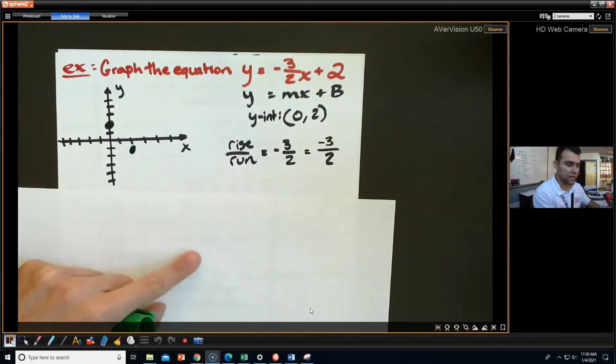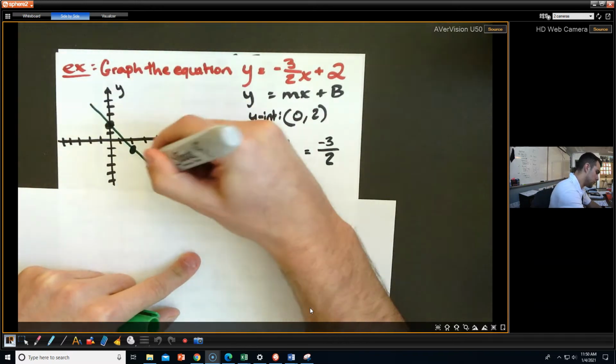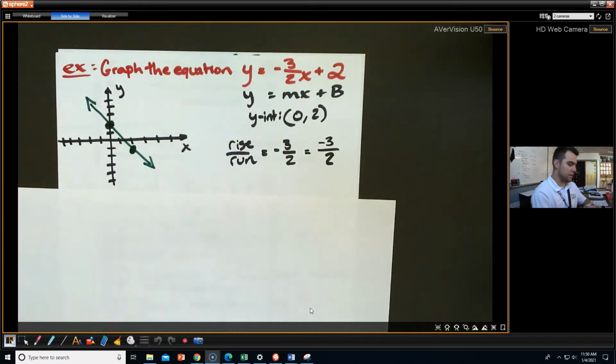And that's where my next point is. And now I just need to throw my line through there, include the arrows, and I'm good to go. I've graphed that equation with those two steps.